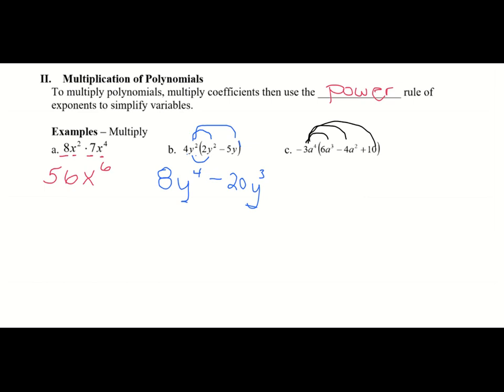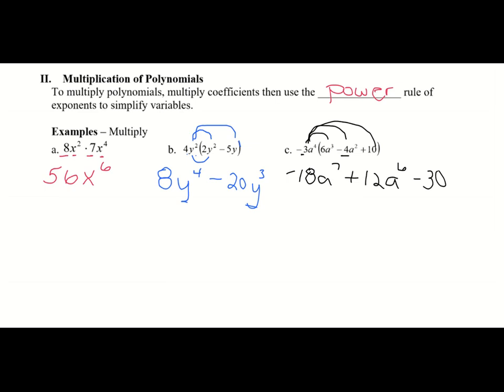Negative 3 times 6 is going to be negative 18. A to the 4th times a cubed, add 4 and 3, so we get a to the 7th. Now, negative 3 times negative 4, 2 negatives make that a positive 12. And then a to the 4th times a to the 2nd is going to give me a to the 6th power, because 4 plus 2 is 6. And then negative 3 times 10, positive 10, is going to be negative 30.